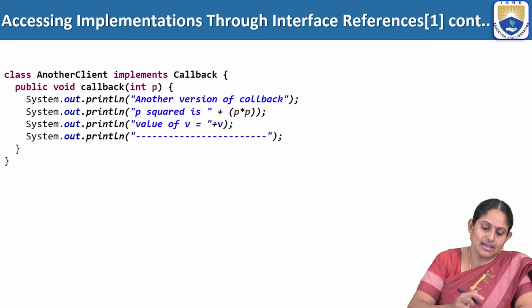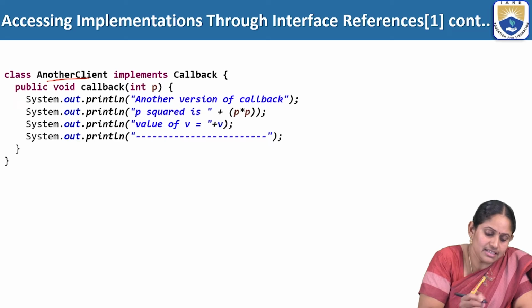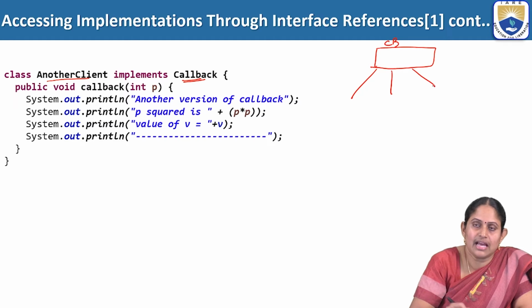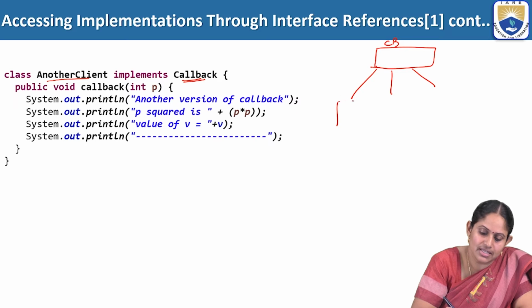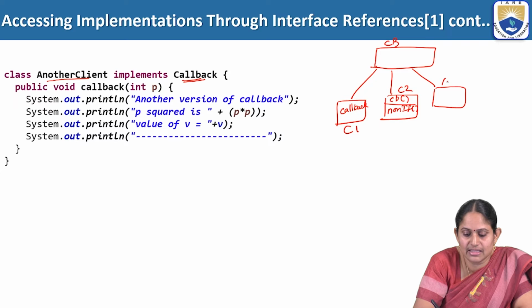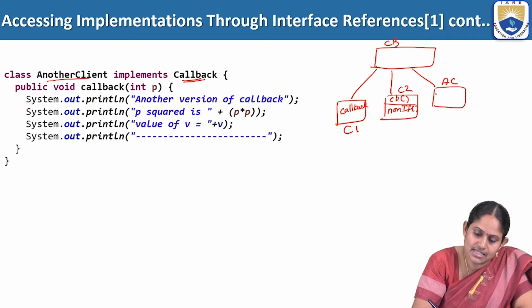Now again, we have another client class, which is again implementing the interface. So from that interface callback, we have three classes implemented. One is client1, which will have callback only. Then client2 has callback and a non-interface method. And another client is also giving a different way of defining the callback method.